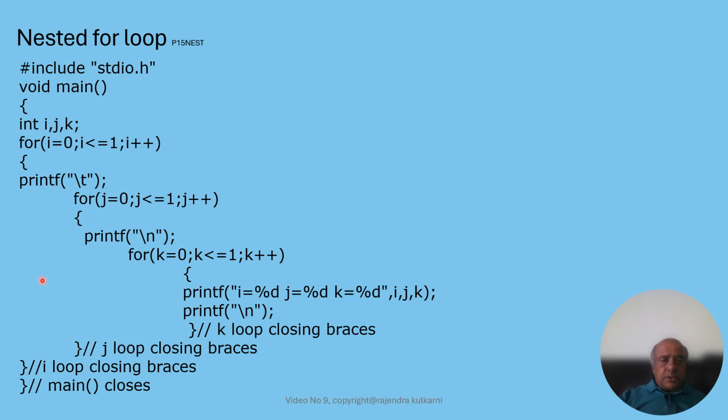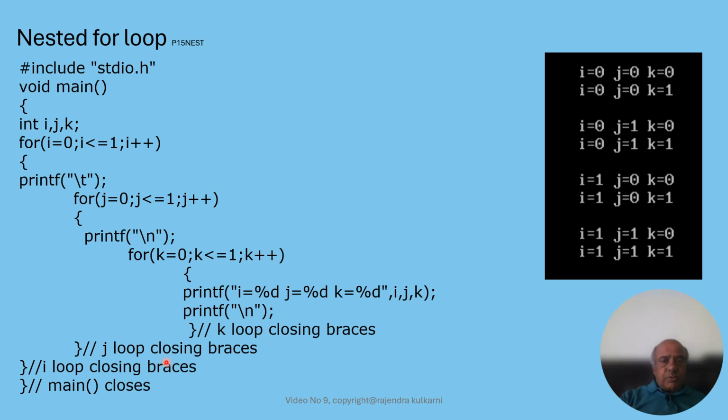Here the main closes. So what we have done here is we have first programmed one loop. Within that loop we are again programming a second loop. Within that second loop we are putting a third loop, and then when we execute this program, what is the output we are getting?